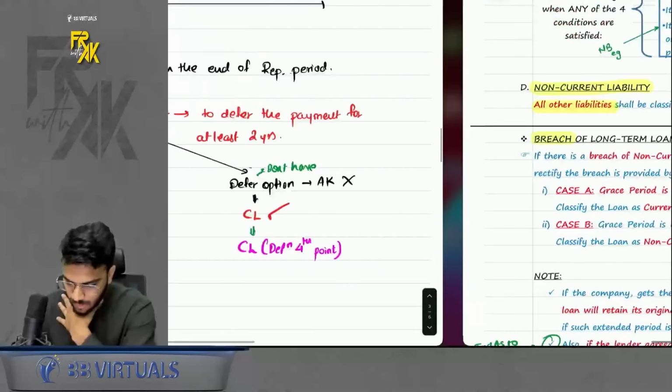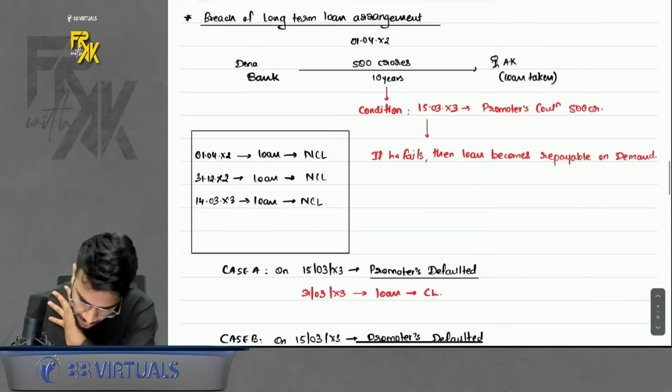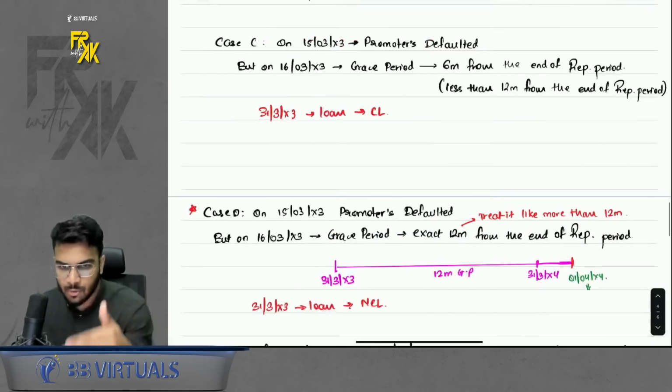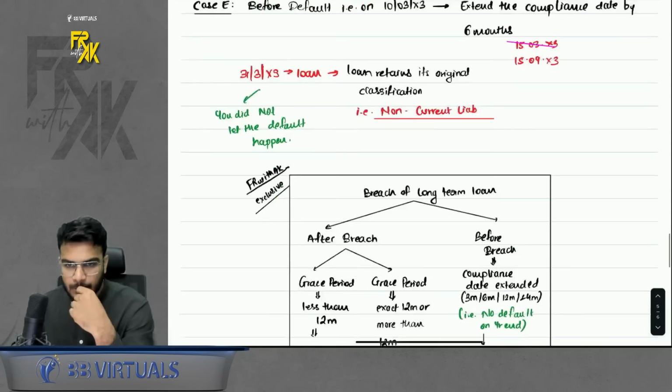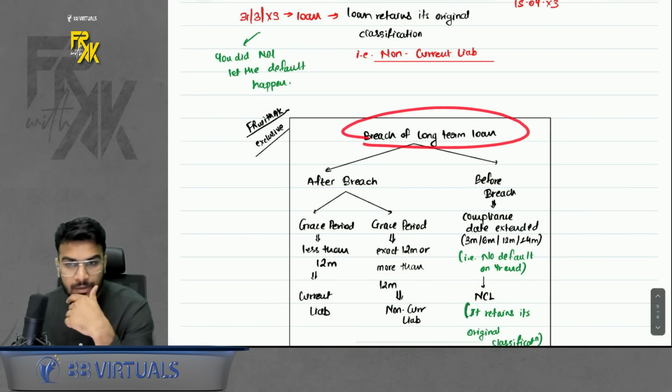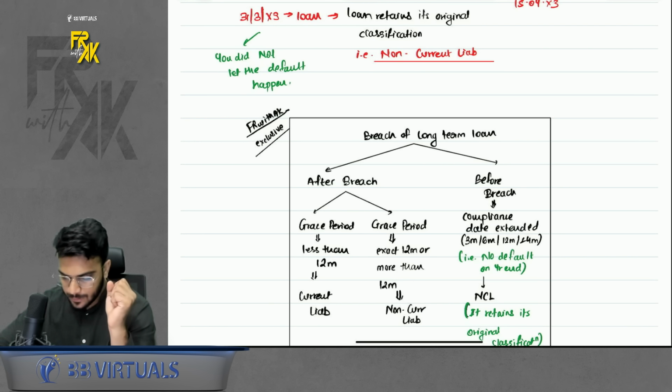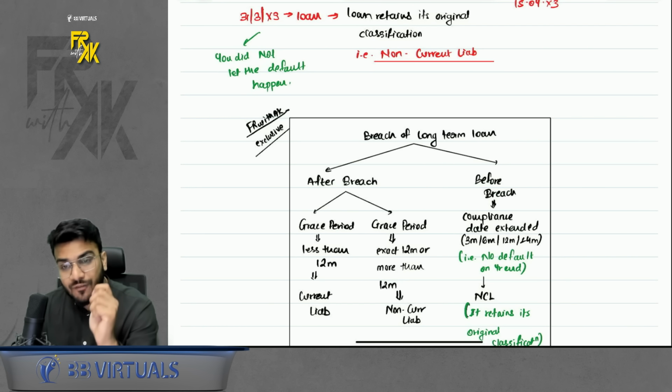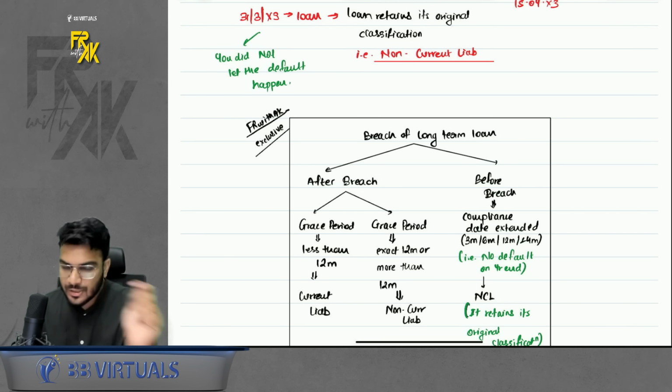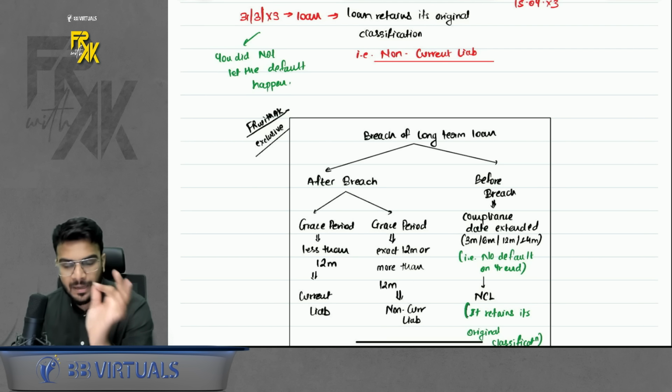Now under breach, do you remember my summary chart which I gave you? I gave you the examples also. Just go through them once. But I gave you a summary chart also. For breach of long-term loan arrangement, if you take a long-term loan and you breach it, so just check if after the breach, once you breach, it becomes current, the loan becomes current liability.